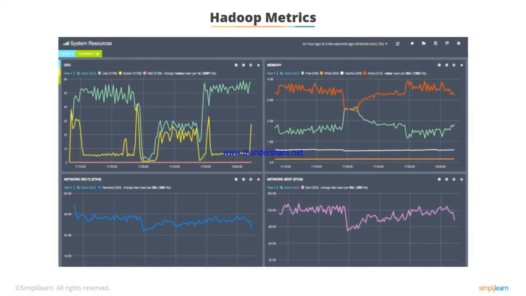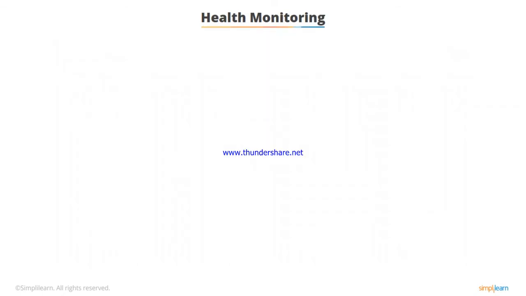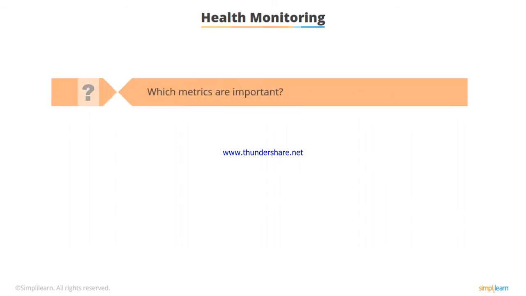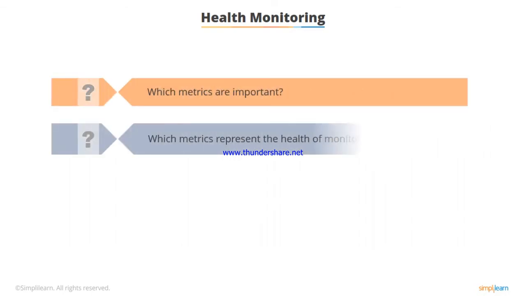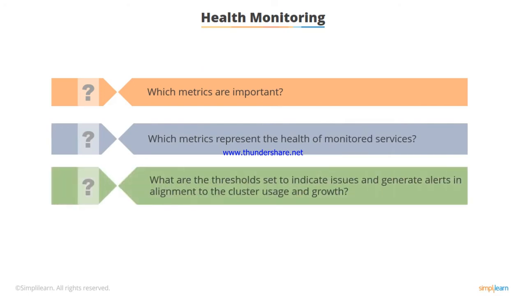Apart from normal Hadoop metrics, traditional system resource data such as CPU, memory, and input-output can be collected, gathered, and presented or utilized. After choosing the correct monitoring system or tool, it is also important to decide the following. Which metrics are important? Which metrics represent the health of monitored services? What are the thresholds set to indicate issues and generate alerts in alignment to the cluster usage and growth?